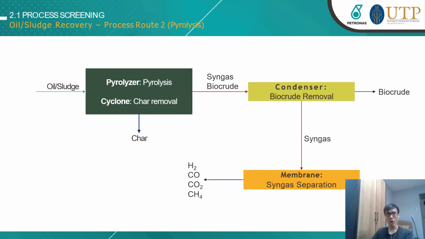The second route for oily sludge recovery is pyrolysis. In a pyrolysis reactor, the oil and sludge are thermally decomposed in the absence of air to form syngas, biocrude, and char. The solid char is discharged via a cyclone separator while the syngas and biocrude go through a condenser to condense and remove the oil from the gaseous products. Subsequently, the syngas products are separated into their individual components via a multi-stage membrane separator.